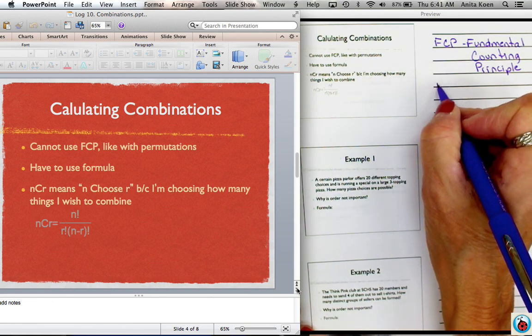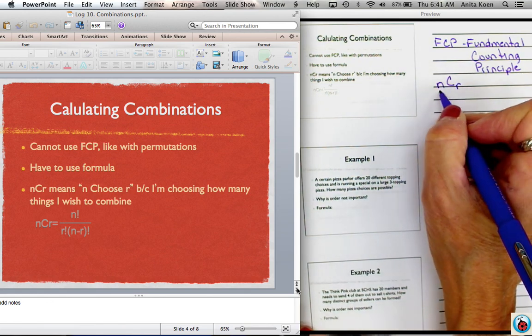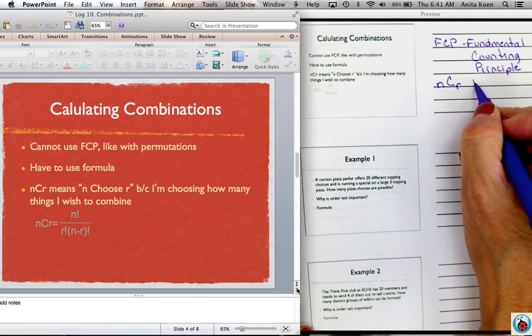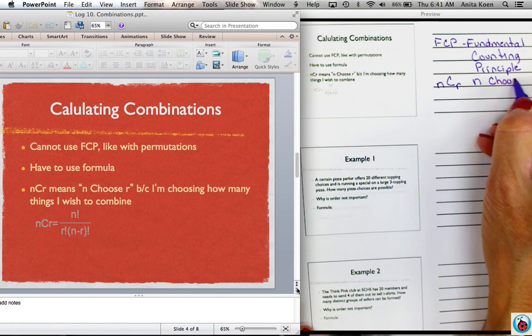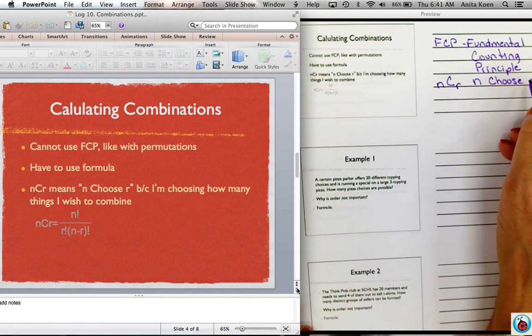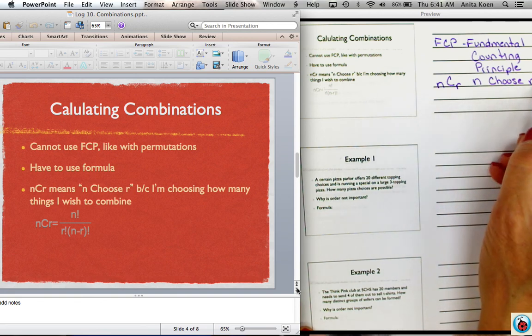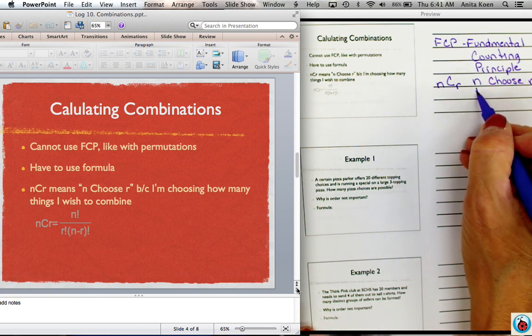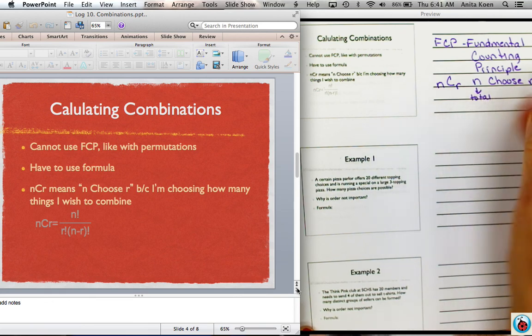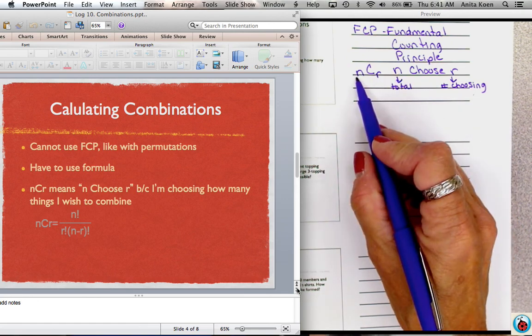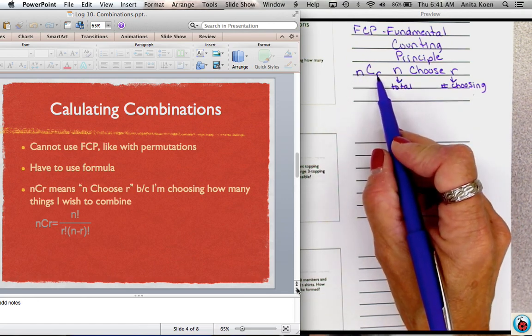Remember, just like with permutations, where we had N permute R, we now have NCR, which means N choose R. N is the total number of items that I have. R is how many I'm choosing. So remember, this is the total. This is how many I'm choosing. N here is the total. R is the number that I'm choosing.